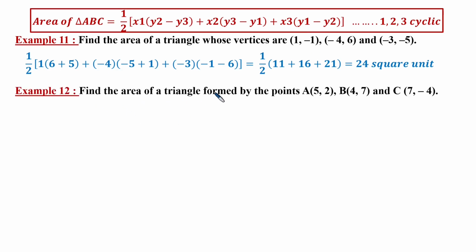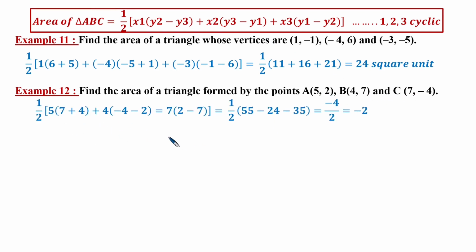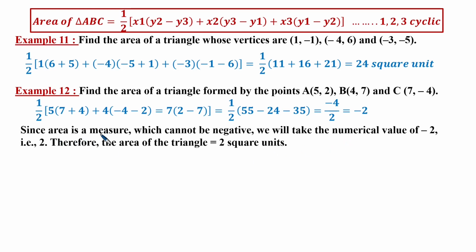This is very trivial, just substitute x1, y1, x2, y2, x3, y3 here. Similarly, find the area of a triangle formed by the points. Again the same thing, you just substitute x1, y1, x2, y2, x3, y3 here. I am repeating it so that you will know how to do it. The interesting thing here is that you get the answer -2. Can you have an area of -2? Since area is a measure which cannot be negative, we will take the numerical value of -2, that is 2. Therefore, the area of the triangle is 2 square units. So -2 doesn't have any meaning, and we take the area as 2.